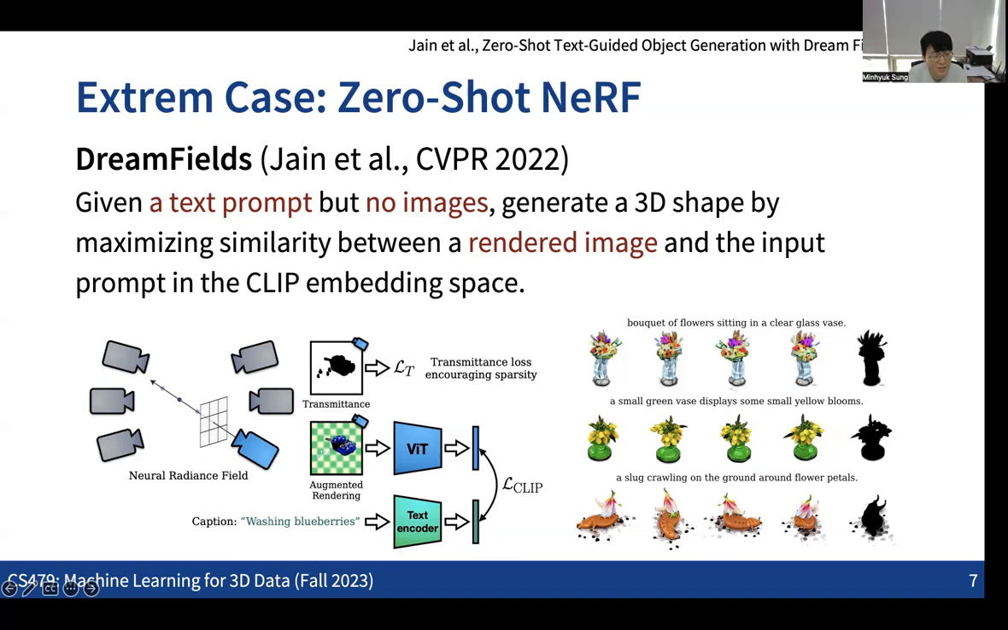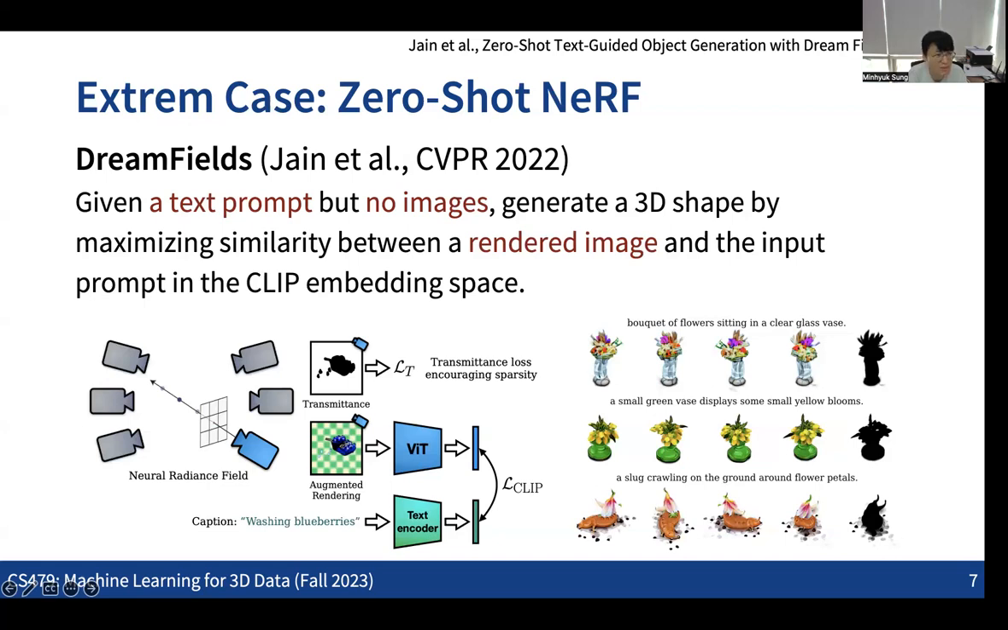So let's train a NeRF in a way that when you render this 3D object into any arbitrary views, those are only mapped to the same point as the text that we are providing in the CLIP embedding space. So this is kind of the extension from few-shot to zero-shot. Now we are doing NeRF reconstruction even without any images, just by giving a text prompt.